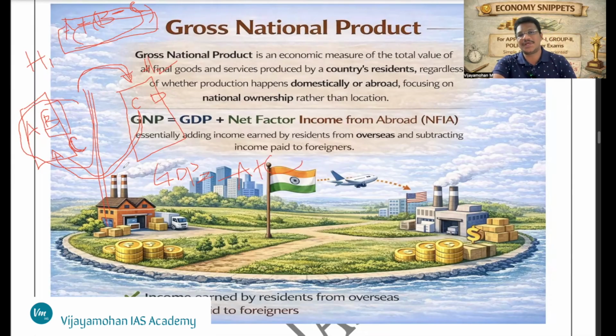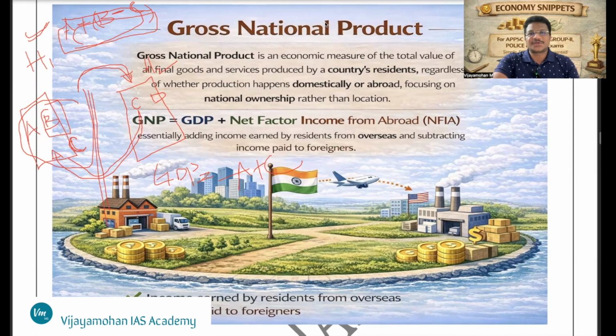That is gross domestic product, and this one is gross national product, right? I just wanted to make it in a simpler way so that you will be able to understand it. The drawing is not up to the mark, just forgive me for that.